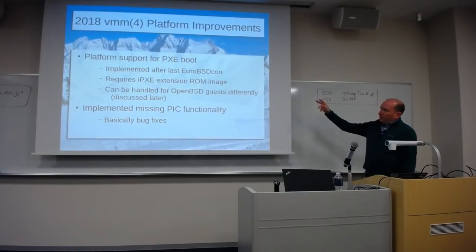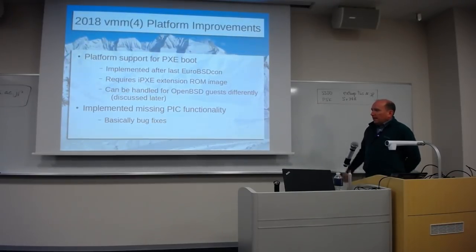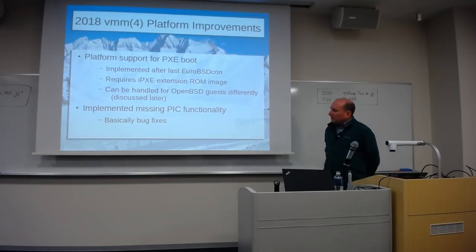If you want to do network boot, we already have a different way to do this through the dash capital B option to vmctl, which we'll talk about later. And just some missing interrupt controller functionality, basically bug fixes. If you're interested in that kind of stuff, you can talk to me later or just go dig through the commit history.